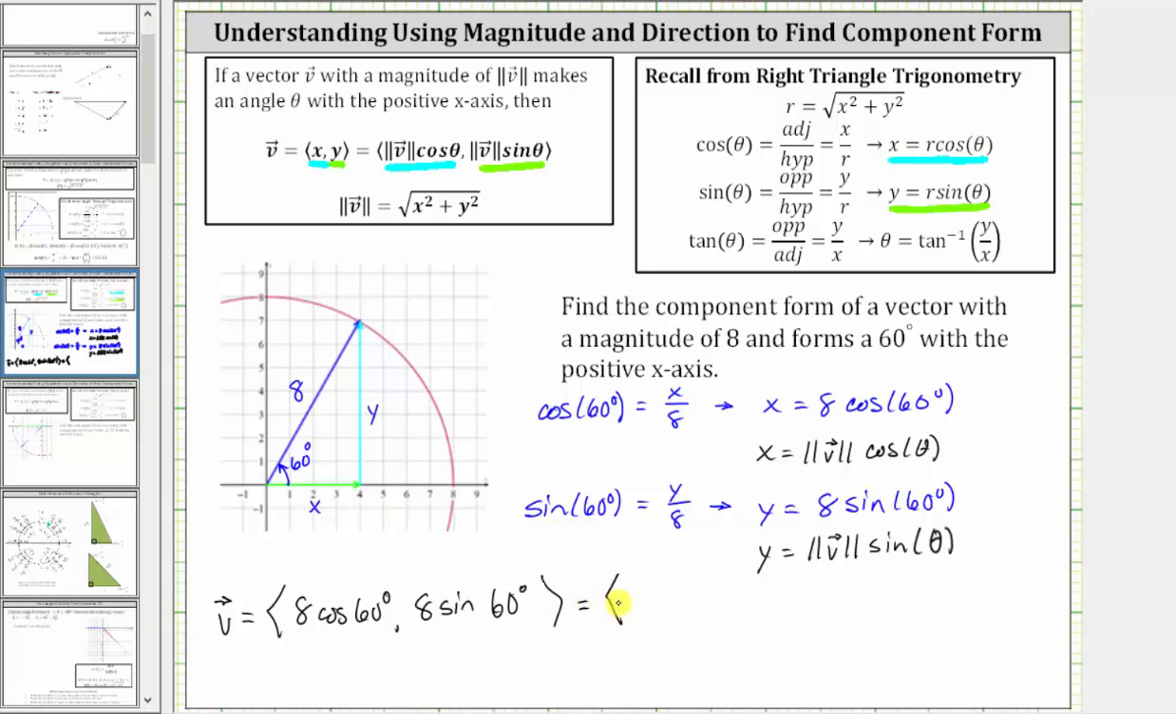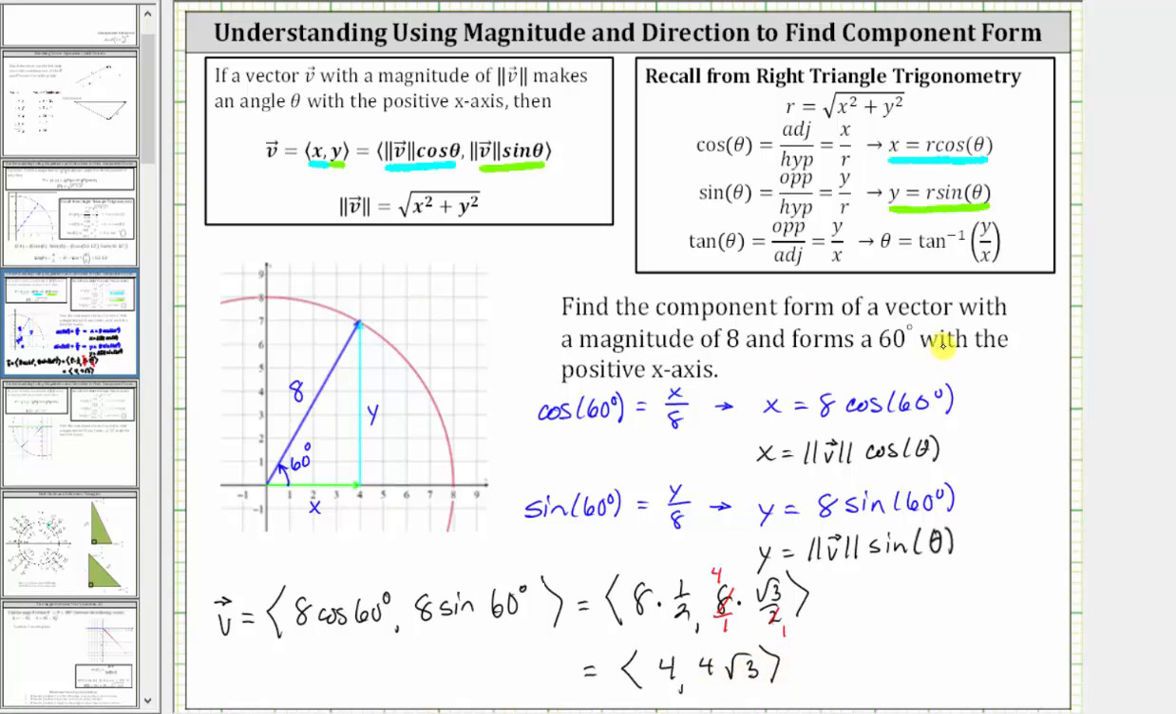Which means the x component is equal to 8 times 1/2, and the y component is equal to 8 times square root of 3 divided by 2. Simplifying, 8 times 1/2 is equal to 4. The x component is equal to 4. For the y component, let's write 8 as a fraction with the denominator of 1. 8 and 2 share a common factor of 2. There's 1 two in 2, and 4 twos in 8. The y component is equal to 4 square root 3.